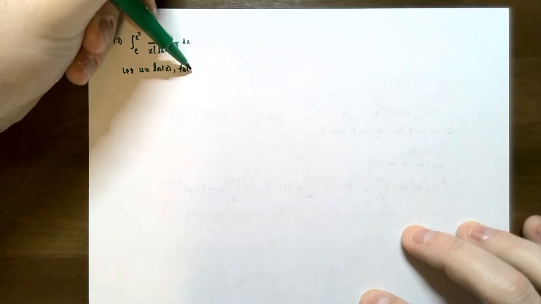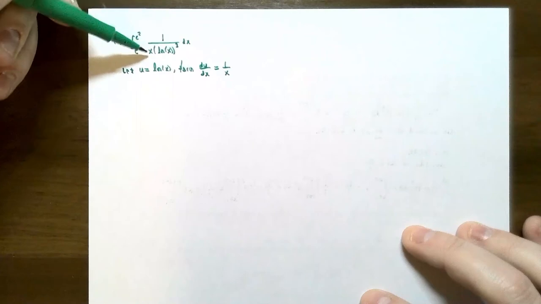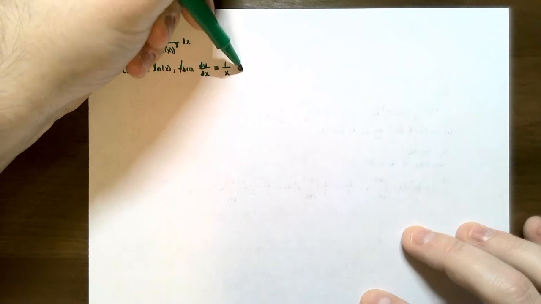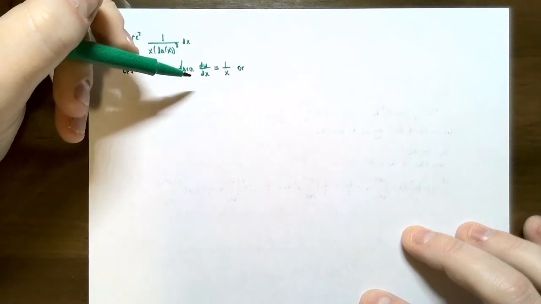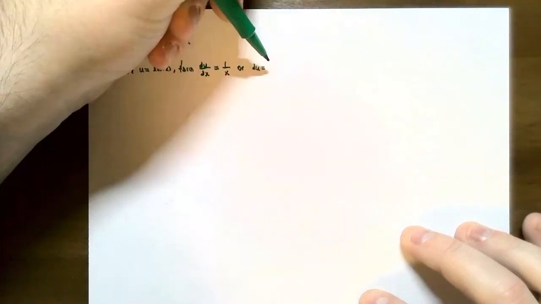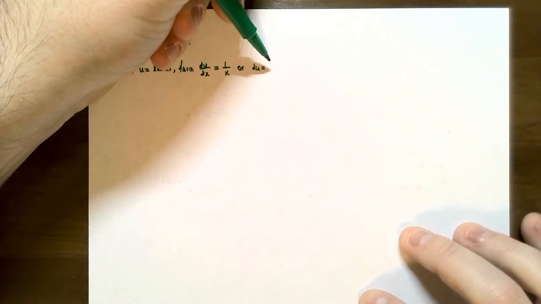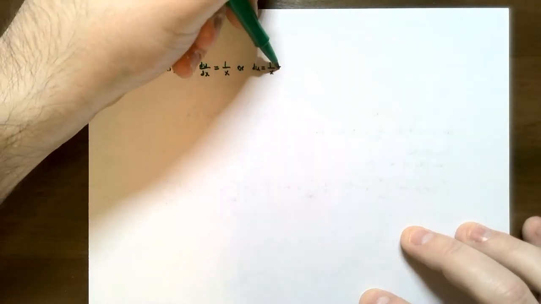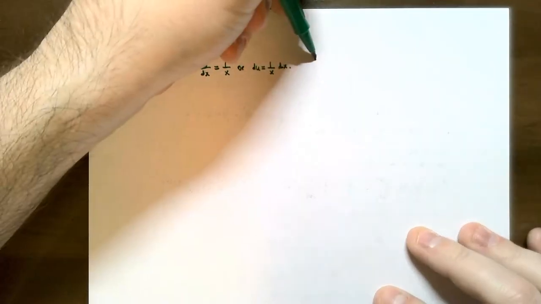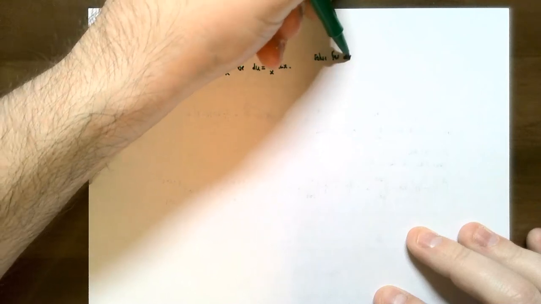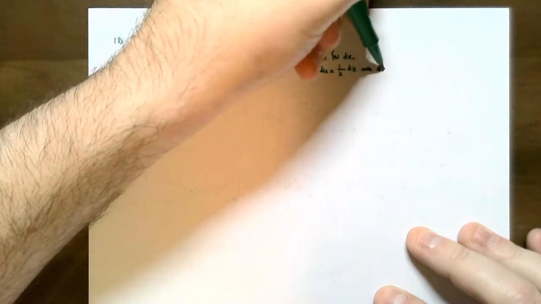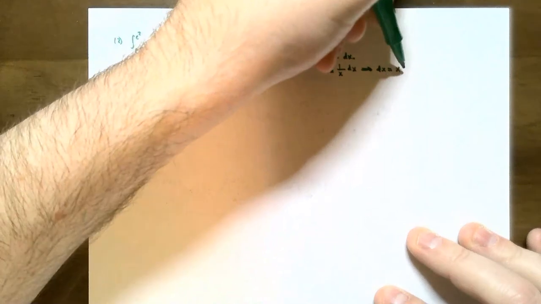Because when you take the derivative, I notice that there's a 1 divided by x in my integrand. That's why I want to choose natural log. So if you have du dx is equal to 1 over x, you have du is equal to one over x dx. So now solve for dx. So du is equal to 1 divided by x dx. This implies that dx is equal to x du.